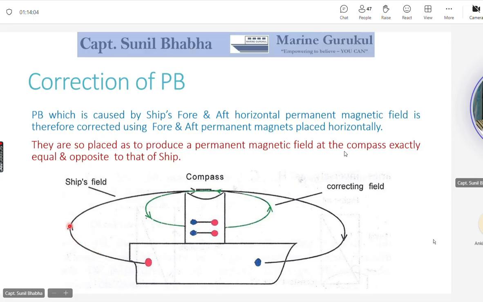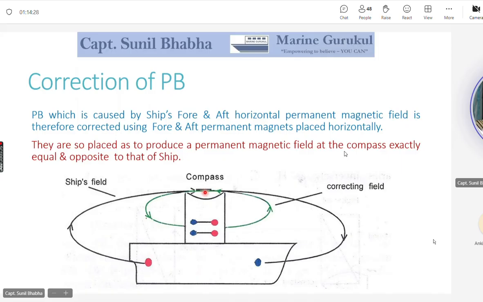You can follow the laser pointer. The laser pointer now is moving on the magnetic field generated by the permanent poles of the ship. You see the magnetic field lines come out of the red pole and they go back into the blue pole. That is how the magnetic field lines are acting at the compass location. So what do we do to correct it?